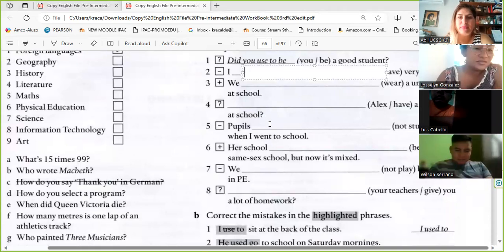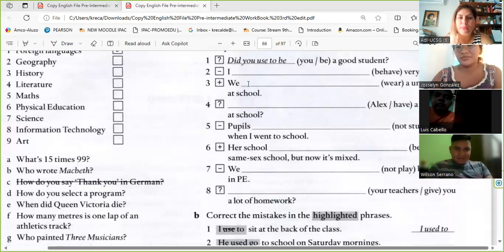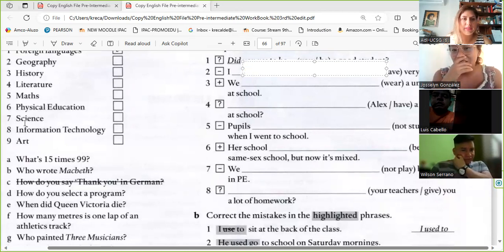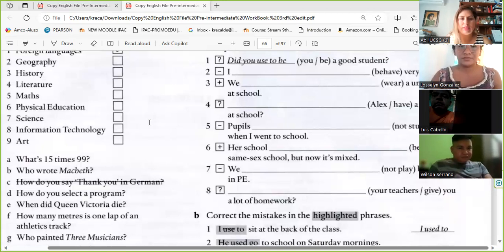Number one, Jocelyn. Sorry, my screen is covered, just a moment. It's in negative, so we say, didn't. Okay, I didn't. What else? I didn't used to. What else?